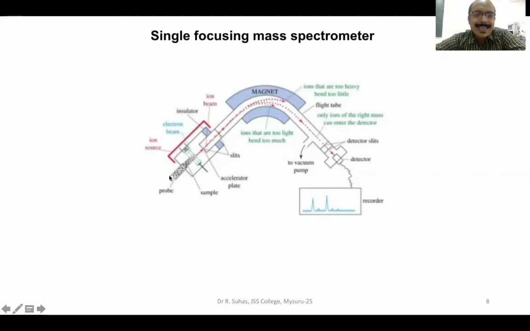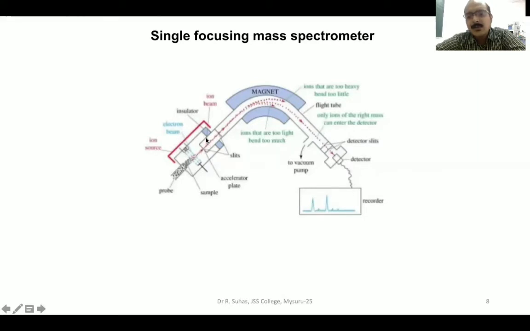The first is the inlet system. Here is the insertion probe from where the sample of interest will be inserted into the system. Here the sample is vaporized. This is the vaporization chamber. Here the ion source will be there. So here is the electron beam. That means from here you will generate the electrons, and these generated electrons will hit the molecule or sample of interest, resulting in the formation of different ions.